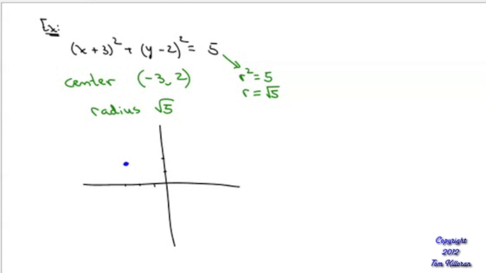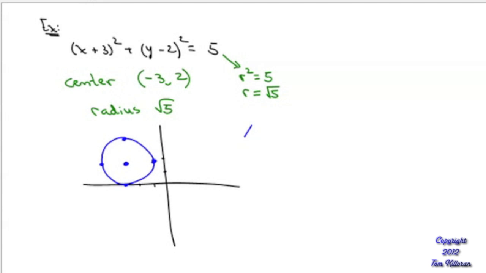How would you draw the rest of it, though? Assuming that the square root of 5 is approximately 2, a little bit bigger than 2, you go in every direction 2 units. You go up 2 units and plot a point, right 2 units and plot a point, left 2 units, and down 2 units. And you try to draw a circle through those points.